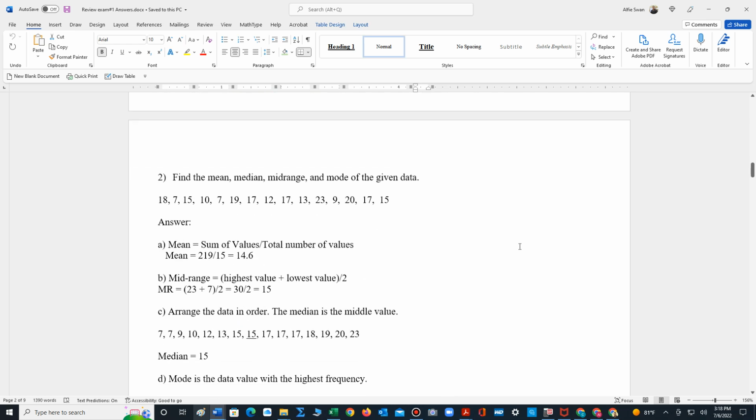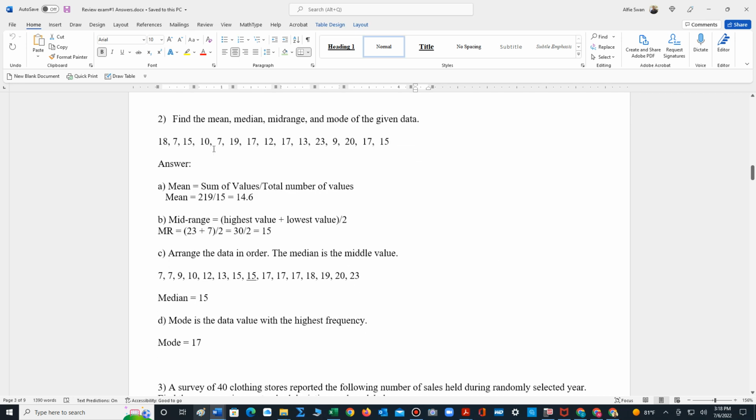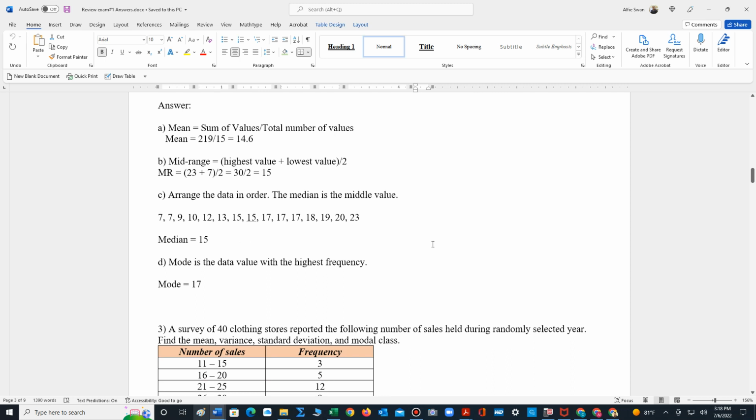Number 2, we have to find the mean, median, mid-range, and mode for a given set of data values. The mean is the sum of all the values, which is 219, divided by the number of values, 15. That's equal to 14.6. The mid-range is the highest plus the lowest value, so 23 plus 7 is 30, divided by 2 is 15. To find the median, we have to put all the numbers in order.